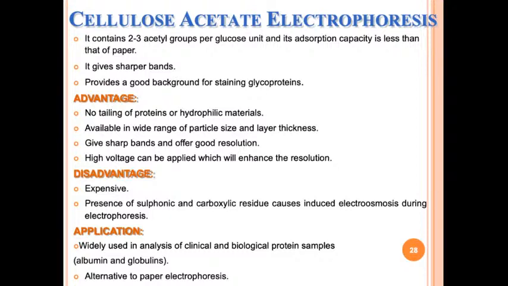Cellulose acetate electrophoresis: it contains 2 to 3 acetyl groups per glucose unit, and its absorption capacity is less than that of paper. It gives sharper bands and provides a good background for staining glycoproteins. So the advantages are no tailing of proteins or hydrophilic materials. It's available in a wide range of particle size and layer thickness, gives sharp bands and offers good resolution. High voltage can be applied, which will enhance the resolution. It is widely used in analysis of clinical biological protein samples, and it's quite an alternative to paper electrophoresis.